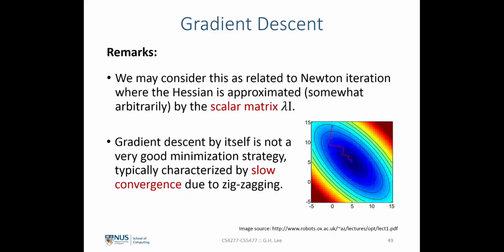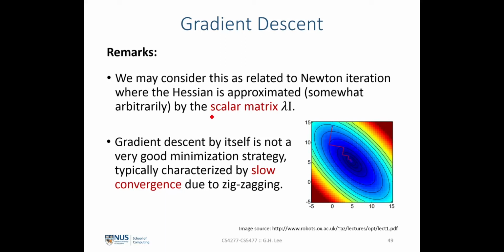Now, in comparison with the Gauss-Newton as well as the Newton technique, gradient descent is definitely much easier to compute because we simply compute the first order derivative and move in the negative direction of the first order derivative, which is the gradient of the error function.